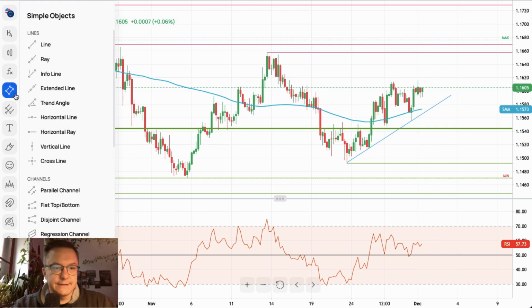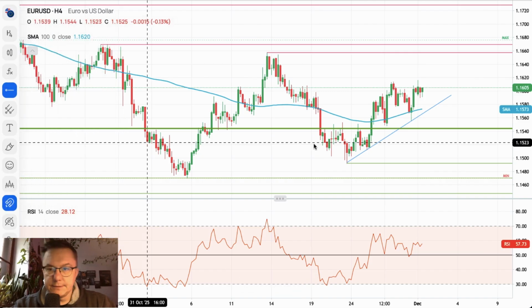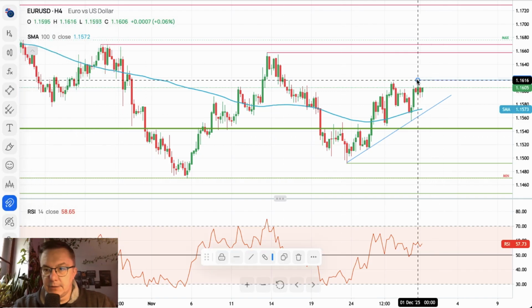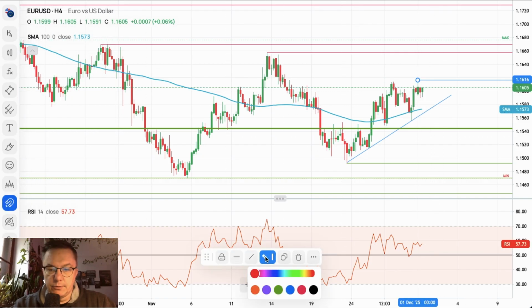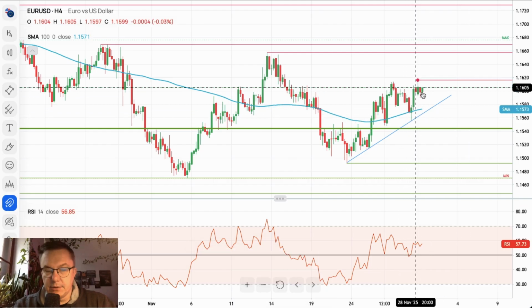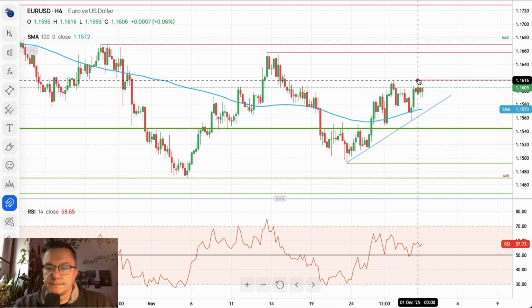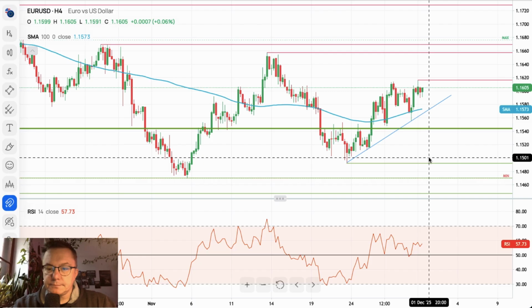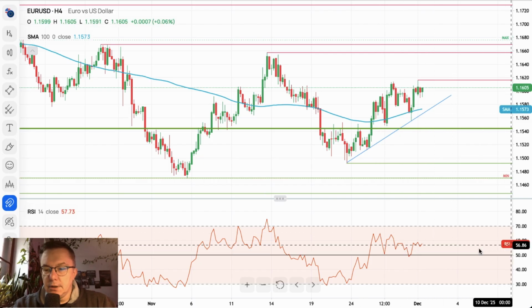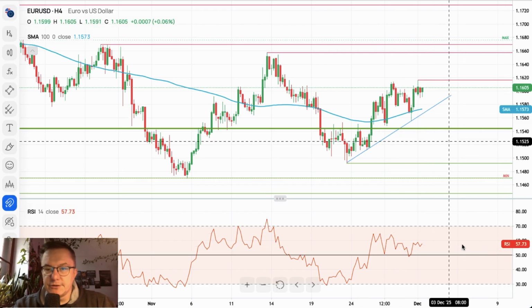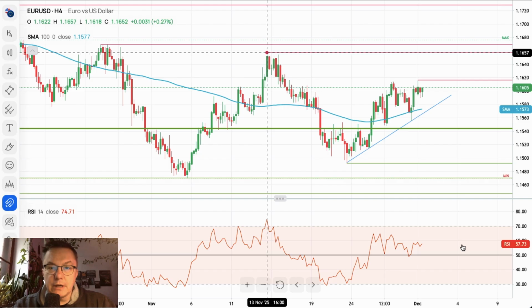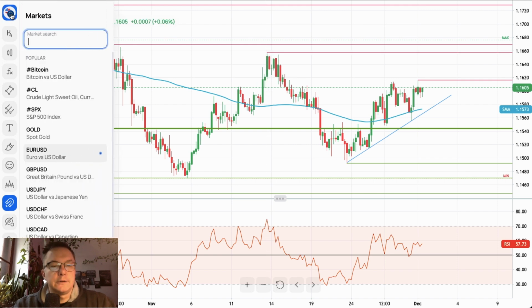Local technical resistance is located at this level here, 1.1616. So we can say that any breakout above this level is bullish. Momentum is strong. Momentum is positive, so the bulls are in charge of the market. We should see further weakening of the dollar and the rise of the euro dollar towards 1.1657, which is only 30 pips away. That was the euro dollar.